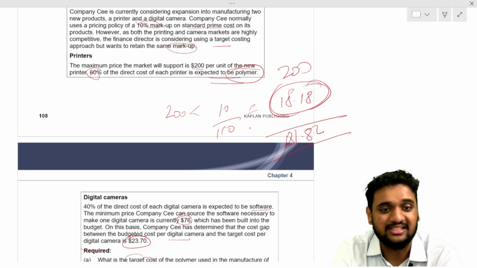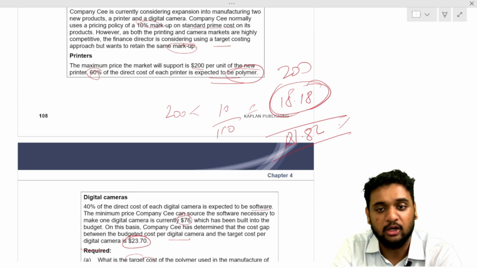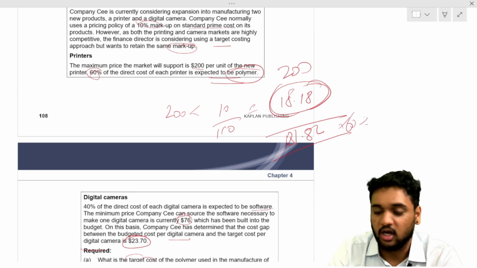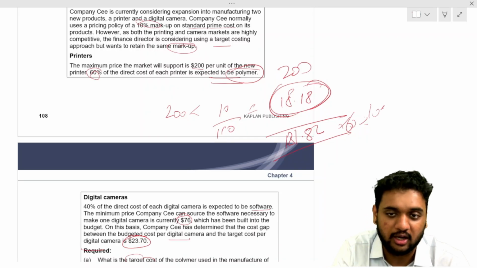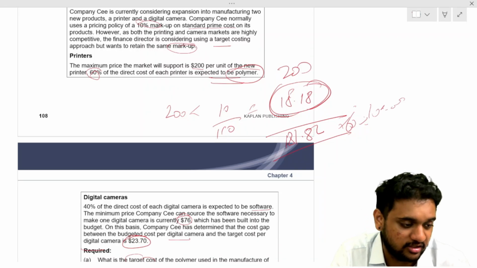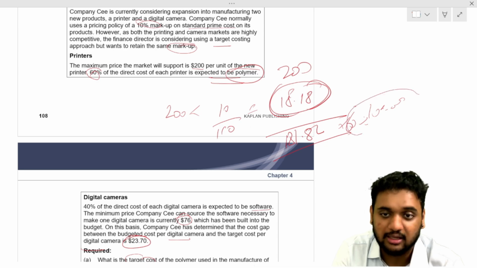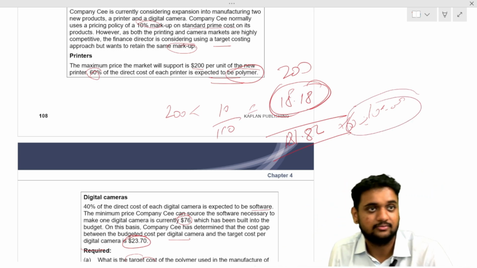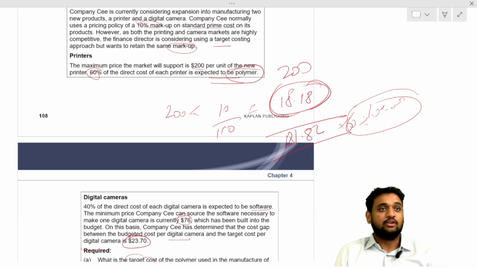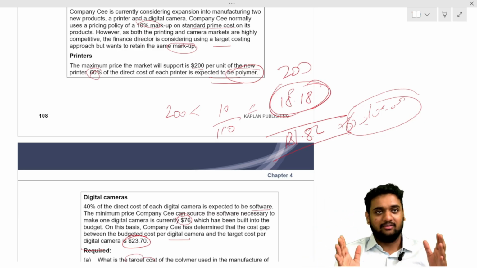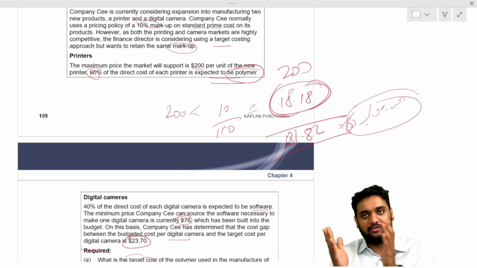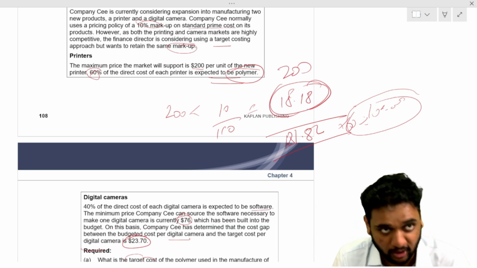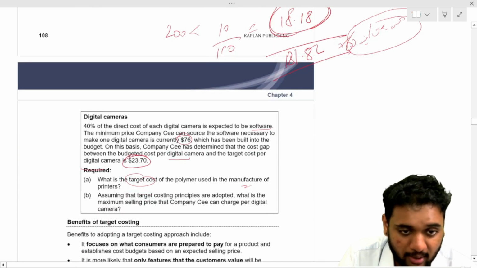Out of that, 60% is polymer. Into 60%, what are you getting? 109.09. 109.09 is the target cost of polymer. Understood? They are not asking total target cost. They are asking target cost of polymer. Find the total target cost, then what proportion of the total cost is polymer. That should be the target cost of polymer alone. Understood? Now we will go to digital camera.